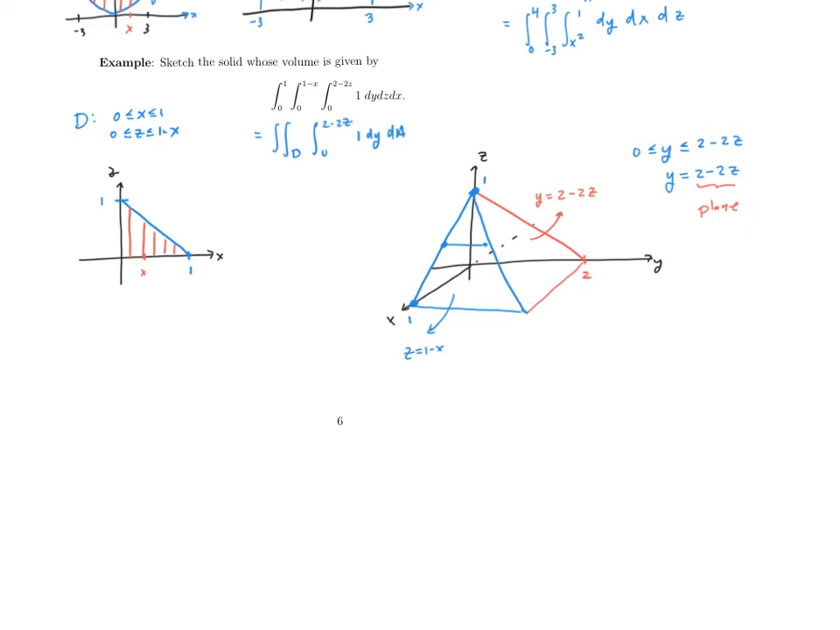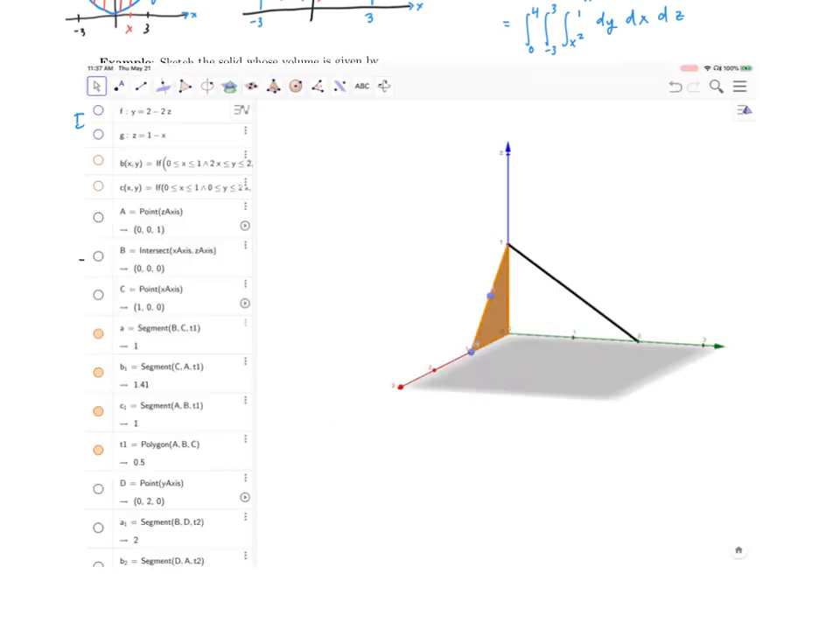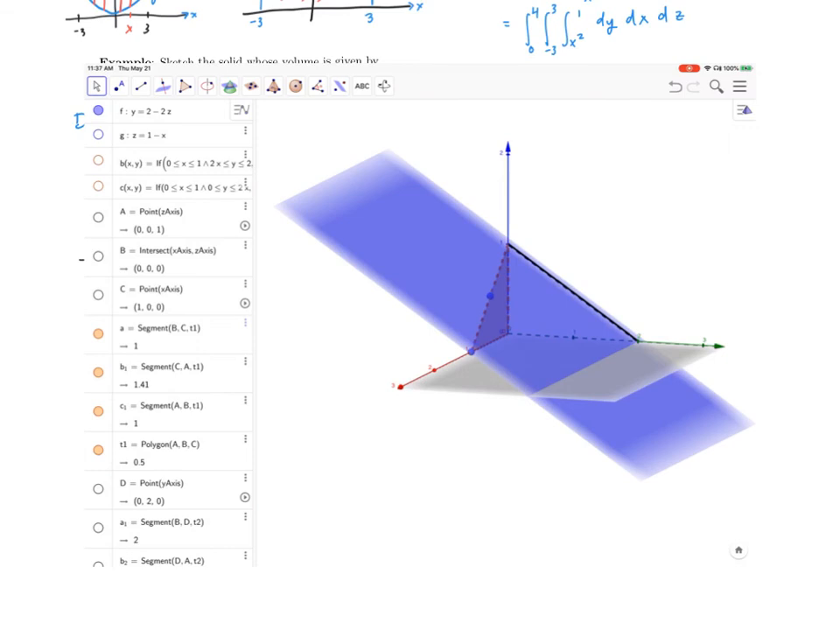So let me show you one more quick GeoGebra video that hopefully illustrates this even more clearly. In this video, we have on the left that triangular region D we are interested in, and on the right we have the line segment I previously had drawn in red. This is representing that plane y equals 2 minus 2z. So letting things play, and what we see in blue is this plane y equals 2 minus 2z.